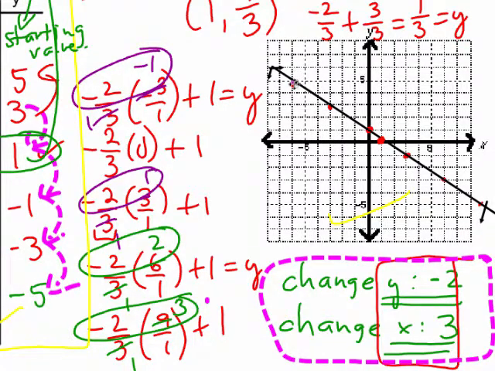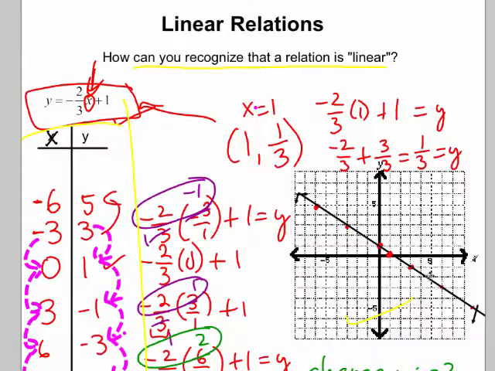If I go from this point here and I change y by 2 and go over 3, I get to the next point. I drop 2 y's and I increase 3 x's, I get to the next point. You can see how that produces a line when you keep going in that rate of change from point to point. What about the equation?